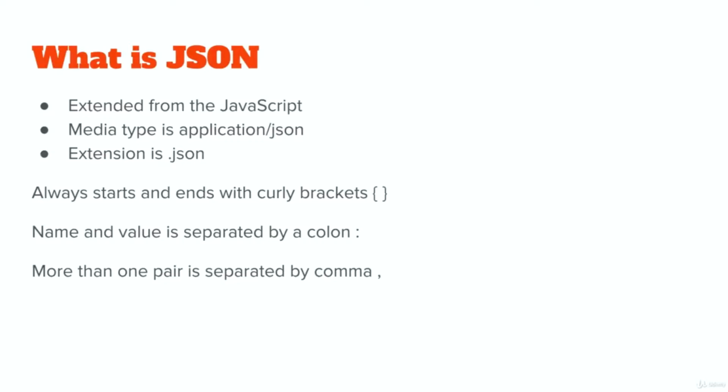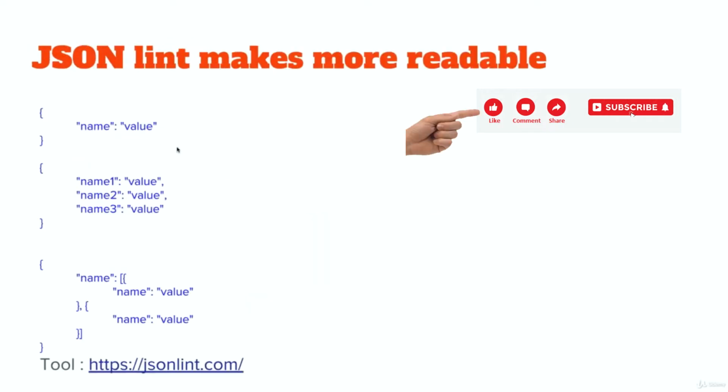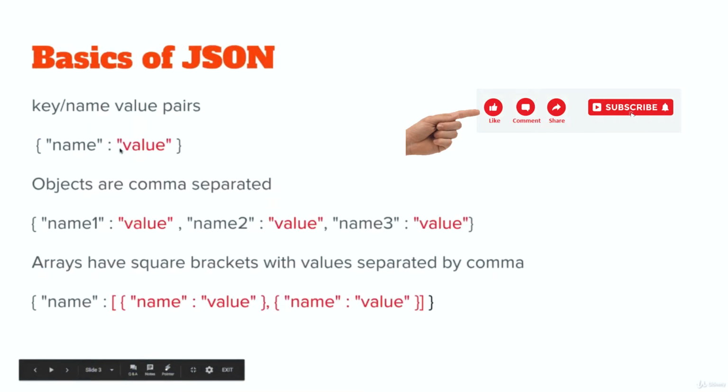It always starts and ends with curly brackets. The names are separated with a colon, and each name can have a paired value, so those can be separated by a comma. So the way that it looks is it's key name value pairs. So we've got our key name here, and then we've got our value. And notice as well that they do have the double quotes around it.